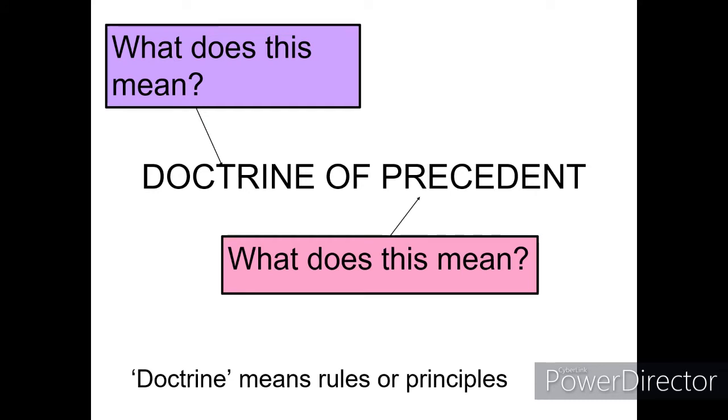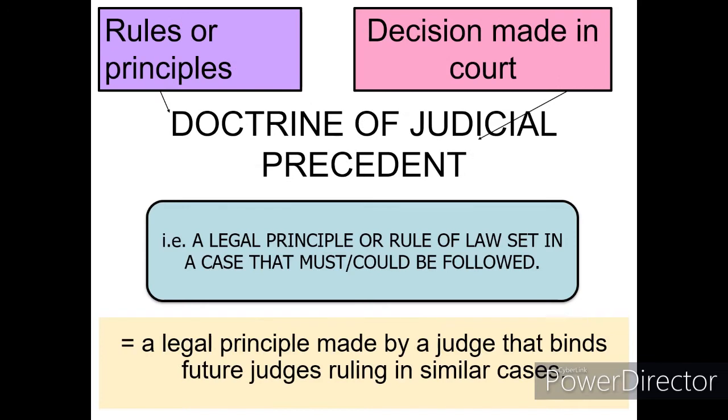And we talk about it being a doctrine of precedent. That word doctrine is another new word that you might not know. It means rules or principles. When we talk about the doctrine of judicial precedent, we're talking about the legal rules set in courts that must be followed. Basically, the idea is when a legal principle is made by a judge in a case, it binds all future judges in similar cases. And that's what this topic is all about.